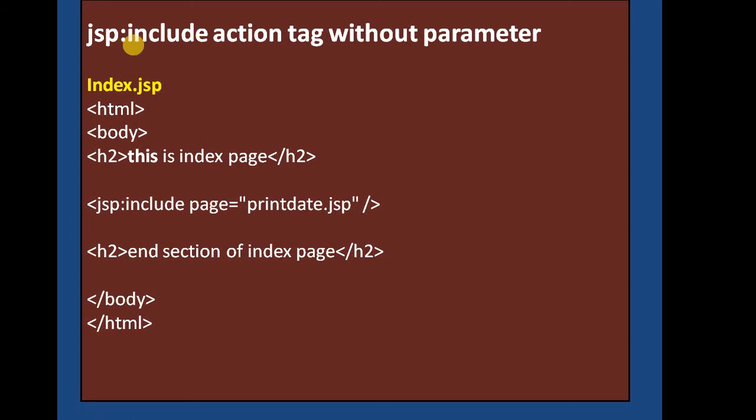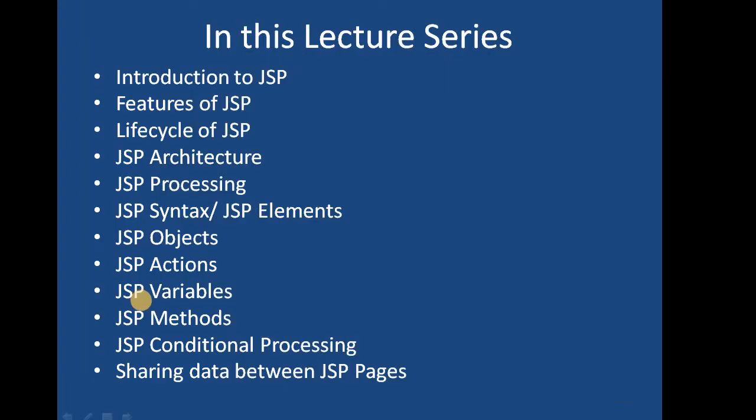So that's all for today. We covered JSP objects, JSP implicit objects, and JSP action tags in today's lesson. We will be covering JSP variables, JSP methods, JSP conditional processing, and how we can share data between JSP pages in the upcoming lessons of the JSP series.